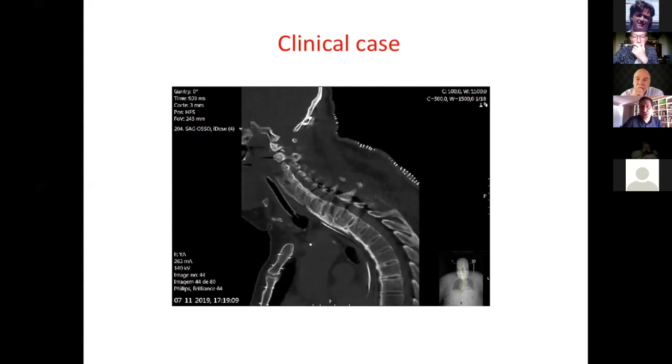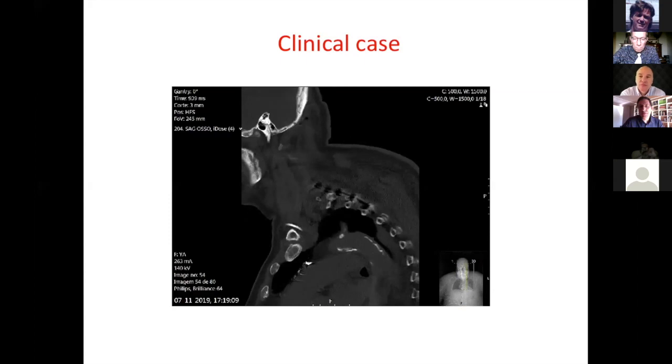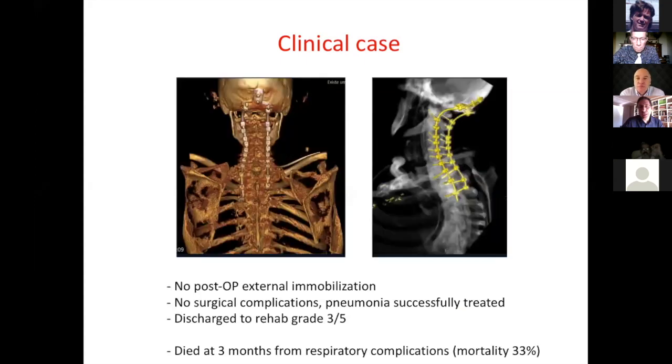Our aim was just to stabilize and not to correct the deformity. And no post-op external immobilization, no surgical complications. Patient had a pneumonia that was treated successfully, was discharged to rehabilitation with a slightly neurological improvement. And we learned that the patient died 3 months later from respiratory complication.